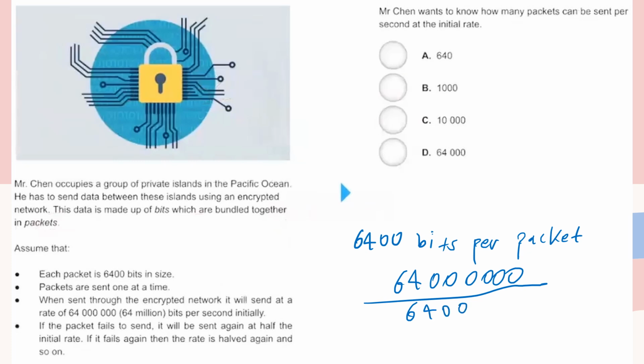over 6,400. So cancel out these zeros. Two zeros go out, and then this becomes a 10, and this also goes out. So this becomes that by 64, a 1. Basically, we find that the answer for this is 1, 0, 0, 0, 0, which equals 10,000. And that's why C is the answer.